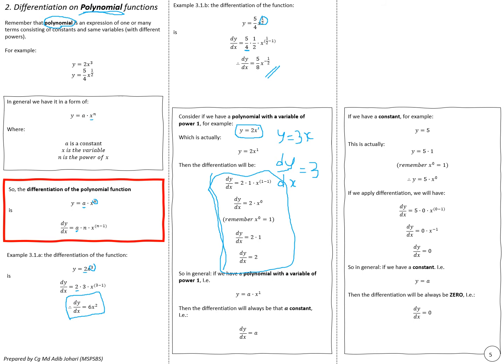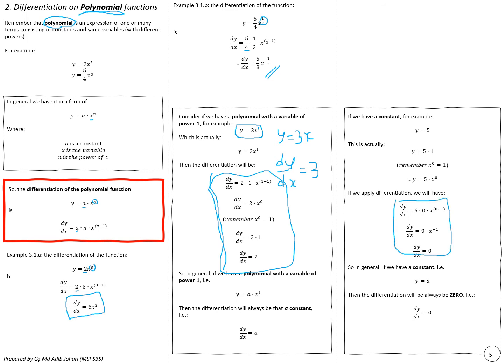Another thing is constant. If you differentiate a constant, you're always going to have 0. For example, y equals 5, a constant, not under multiplication. It's just a constant, so if you differentiate it, you get 0. If you have y equals 1000, differentiate it, equals 0. The reason is this. Just have a read.